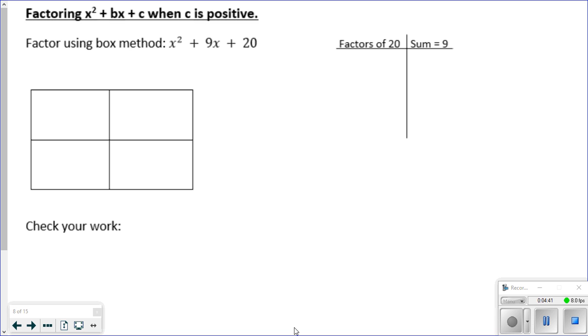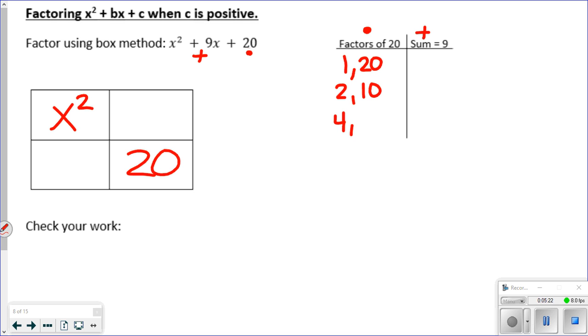So if we're looking at this first example here, we have x squared plus 9x plus 20. So x squared goes in the upper left, 20 goes in the bottom right. And we're looking for numbers that multiply to get 20 and add or have a sum of 9. So if I do 1 and 20, 2 and 10, 4 and 5.